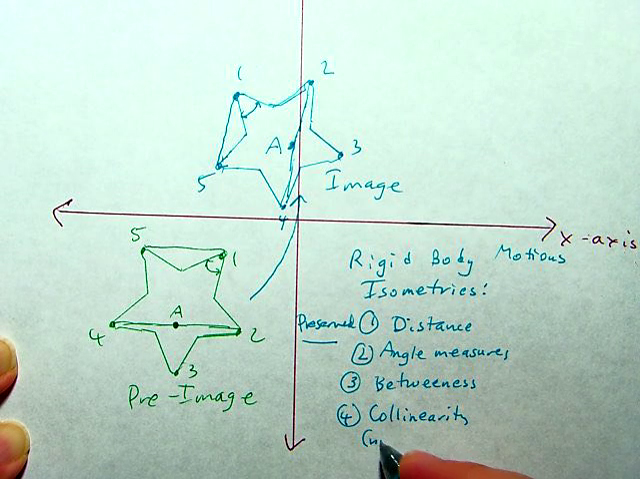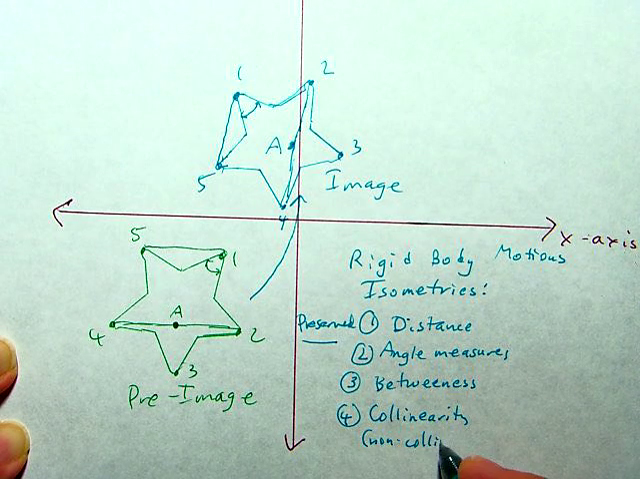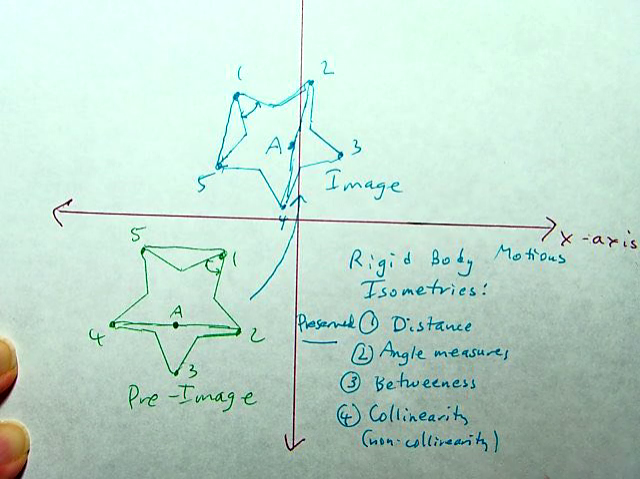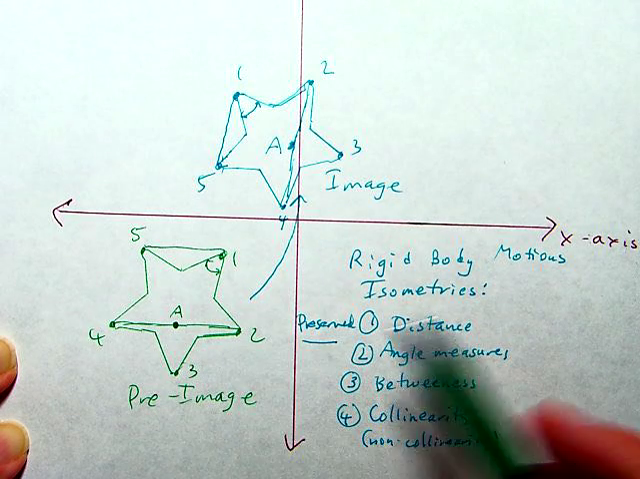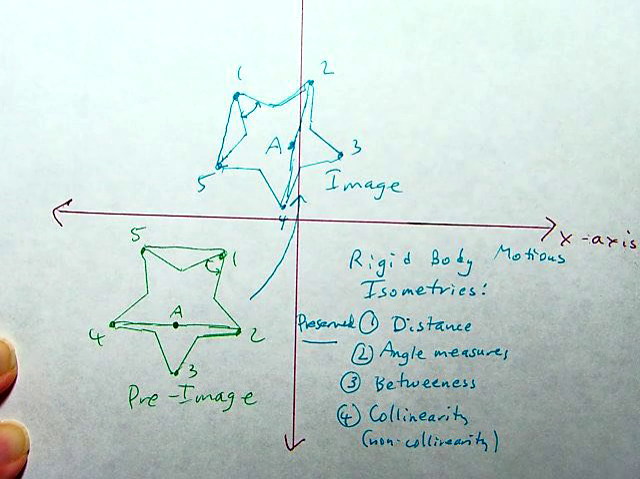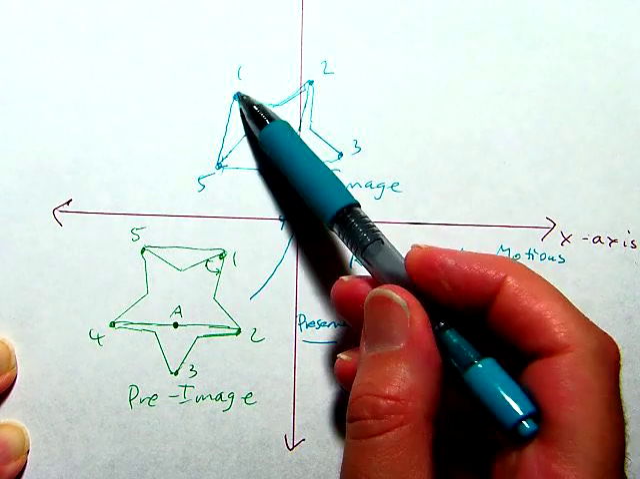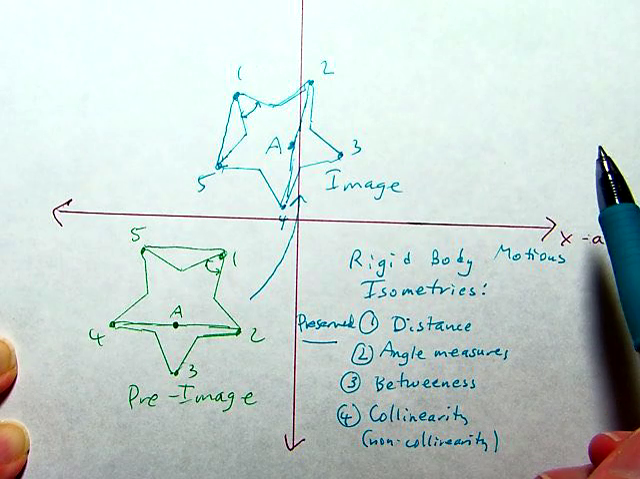And finally, collinearity, as well as, of course, non-collinearity, is preserved. So, for example, in our pre-image, points 1, 2, and 3 are clearly non-collinear. And in our image, points 1, 2, and 3 are clearly non-collinear.